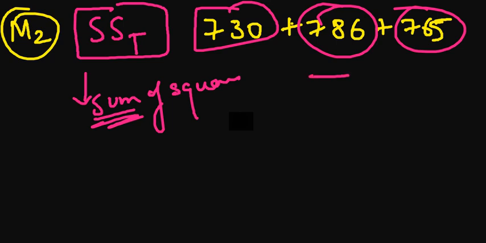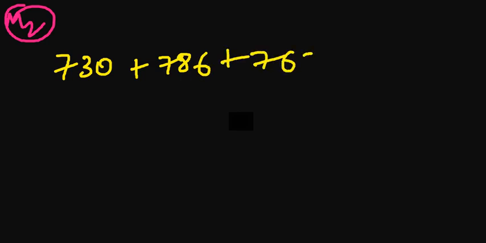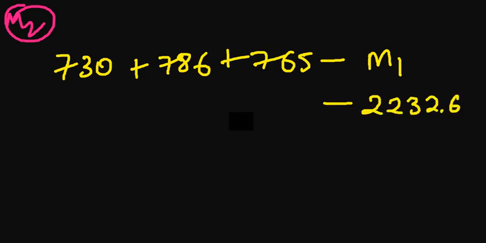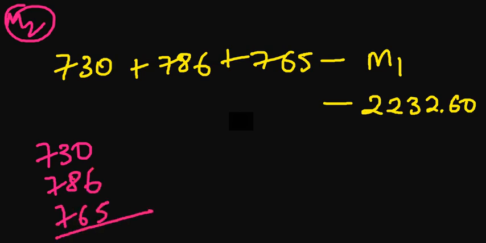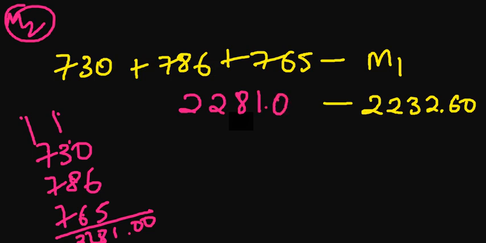And then you will subtract it from M1. So the equation will be like this. This is the M2 step. The equation will be something like this: 730 plus 786 plus 765 minus M1. What was M1? M1 was 2232.60. Alright, so let's add 730, 786 and 765. 6 plus 5, 11, 1 carry on 1, 8, 6, 14, 3, 17, 1, 18 and 1, 7, 14, 21 and 1, 22. You will get the value of 2281.00.